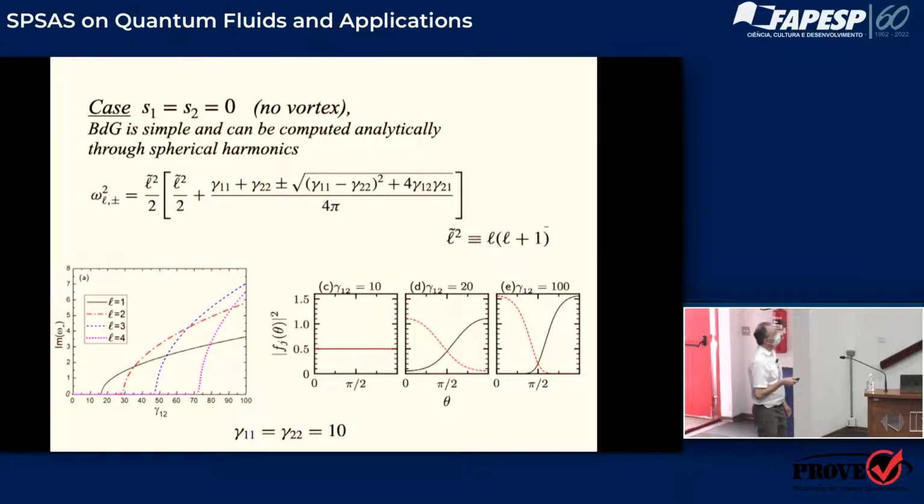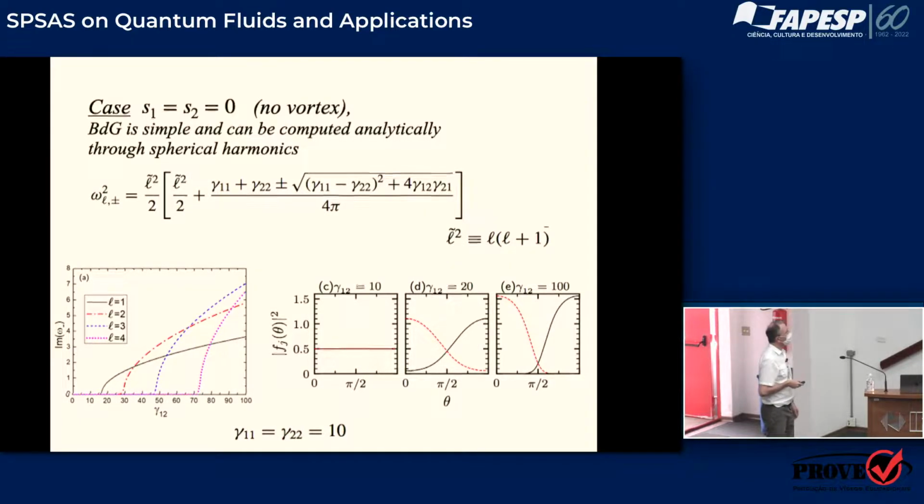In the simpler case with S1 and S2 equal to 0, there is no vortex at the North Pole and the South Pole, and the BDG is simple and can be computed analytically through spherical harmonics. So you have this frequency equal to this result, and omega equals 0. If you do it, you can simplify gamma 1,1 and gamma 2,2. Then if they are equal, you remove this term, and you have a relation for when this is stable or not.